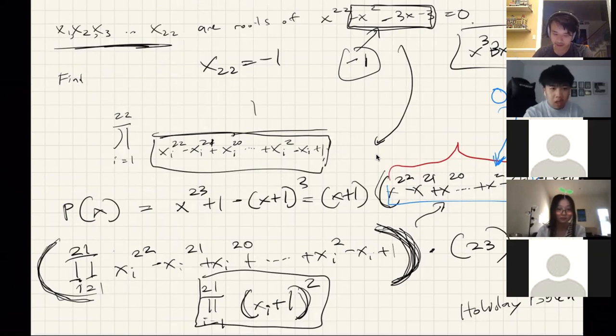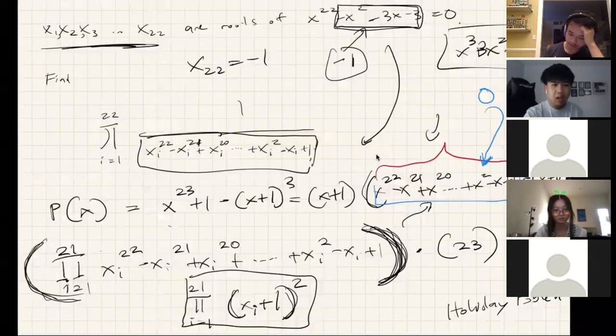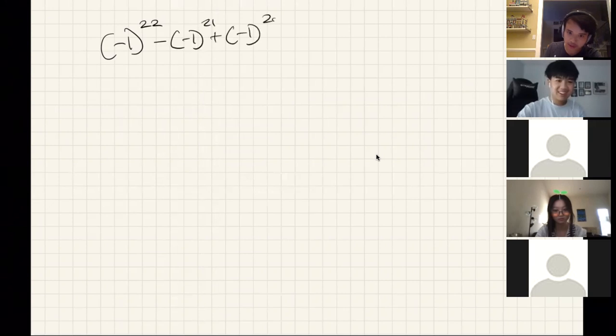From there, it's not that hard to just plug -1 into our original polynomial and then just square it. Or we plug -1 into this polynomial, and then we just square it. So why not actually do it? Let's compute this real quickly. Minus -121 plus -120 plus -1 squared.